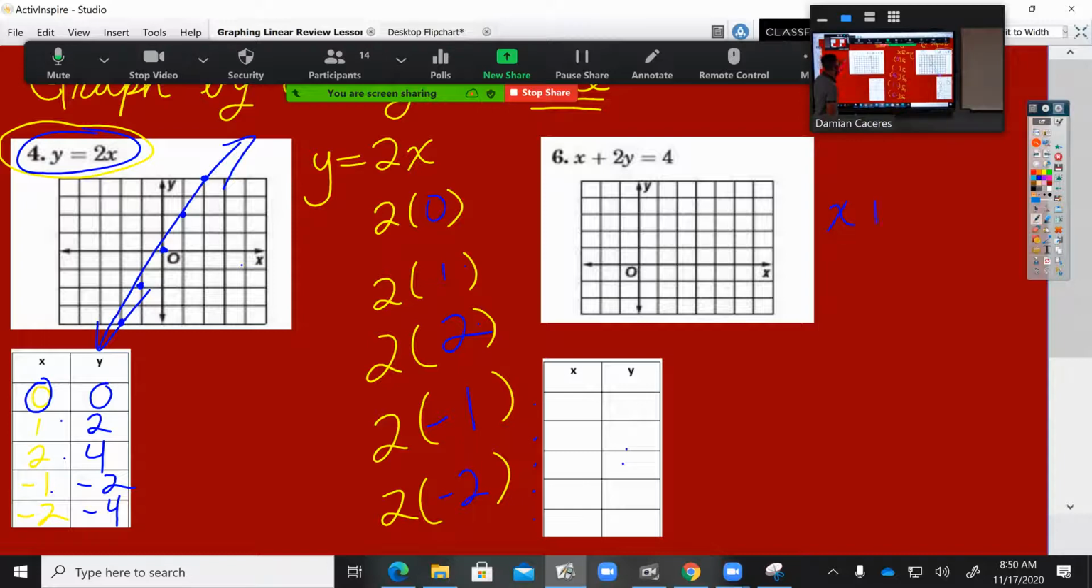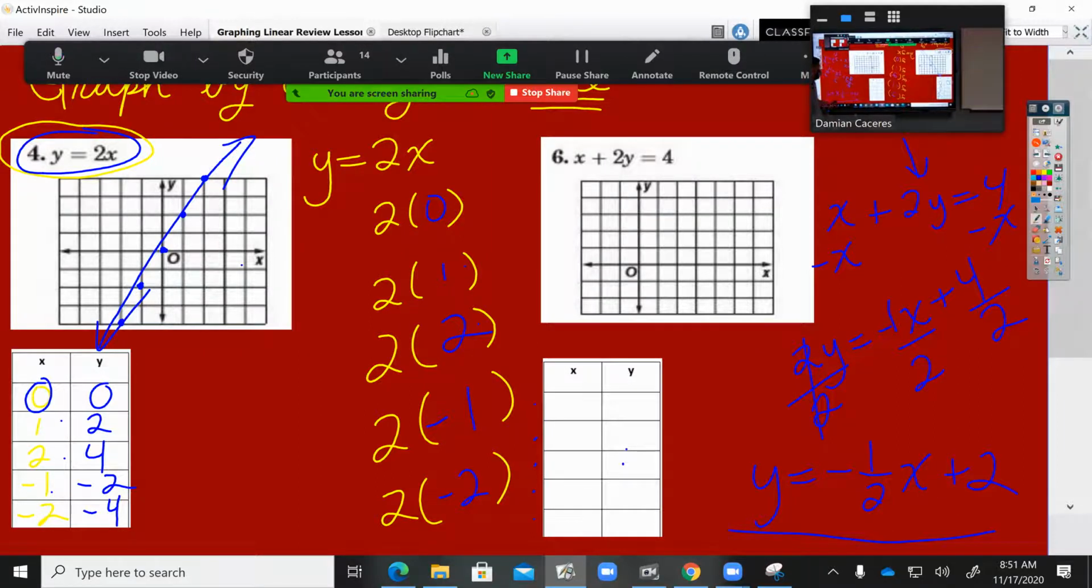Since we can't tell if there's a fraction right now, we can't put the numbers down. So let me show you what you do first. All you do is isolate the y value. The first thing you got to do is subtract the x from both sides. That'll leave you with 2y equals negative x plus 4. You know there's a negative 1 there. Now divide everything by 2, the coefficient. That'll leave you with y equals negative 1/2 x plus 2.